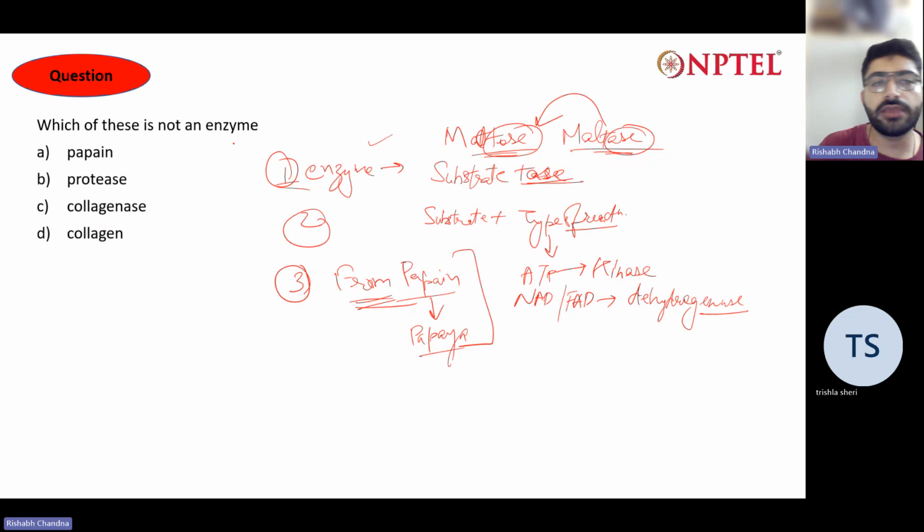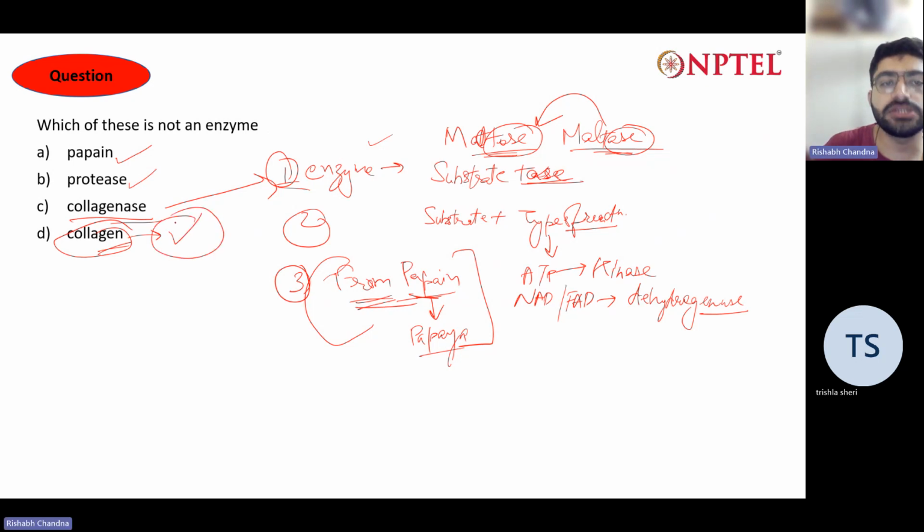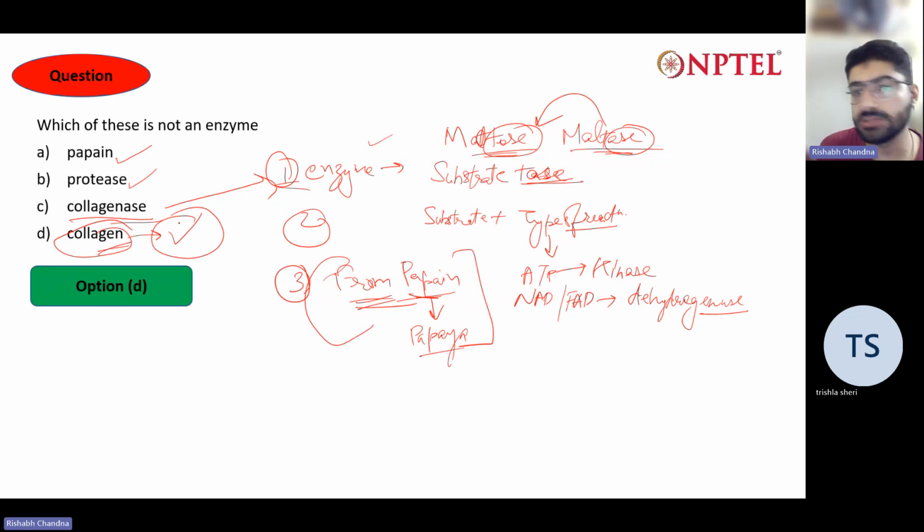Now here we'll consider the different enzymes. Papain is an enzyme, I just discussed it. It's a protease. Protease is also an enzyme, a broad class of enzymes that act on proteins. Collagenase, yes, this is the first category of naming of enzymes. Collagenase acts on collagen, and collagen is basically a structural protein, it's not an enzyme. So the correct answer to the question is option D, collagen, because it's not an enzyme.